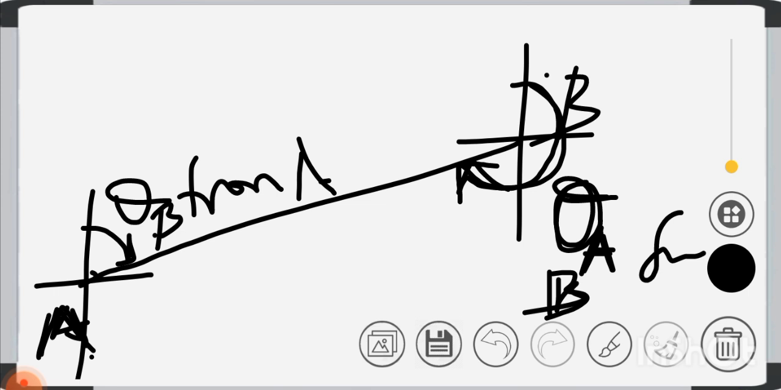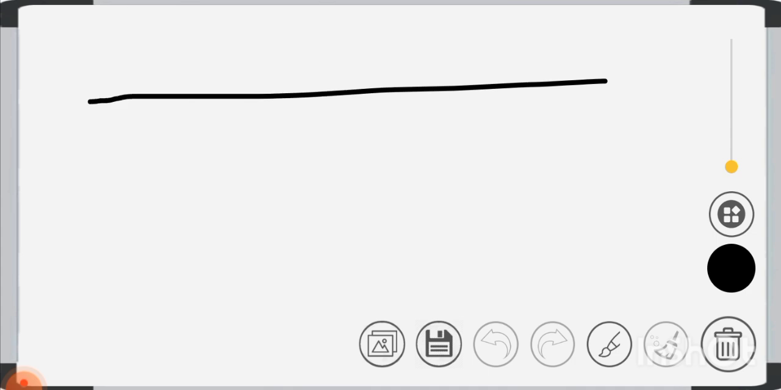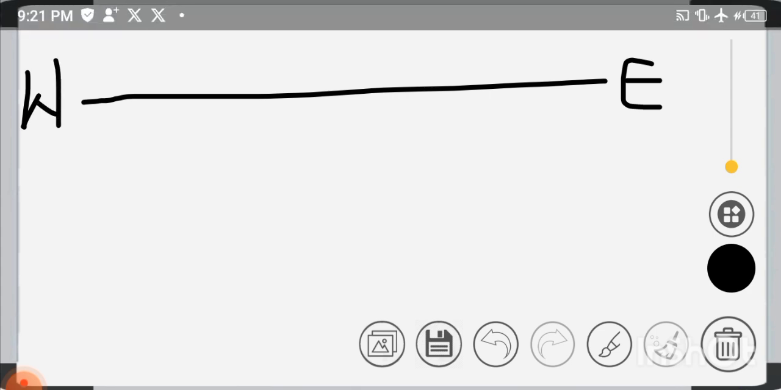Now, let's look at this question. A road runs east west. That is, we are moving from east to west on this road. We just draw it very well. Remember, here is east and here is west. A road runs east west.